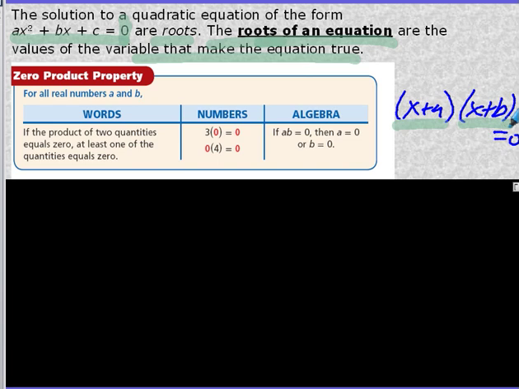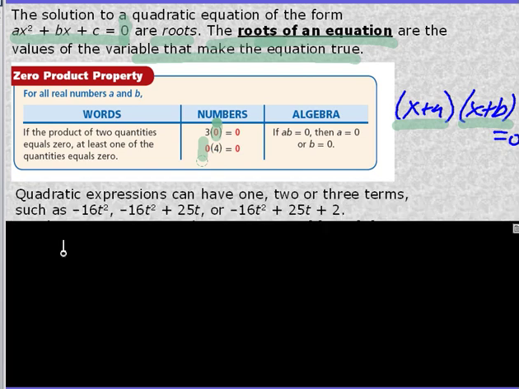It doesn't matter what you're multiplying it by. So that's what the zero product property says. If the product of two quantities equals 0, at least one of the quantities equals 0. So here we have the second term being 0. Here we have the first term being 0. It doesn't matter which term it is. If it's 0, the product of those, or when you multiply them together, you get 0. We use that fact to help us solve when we factor.